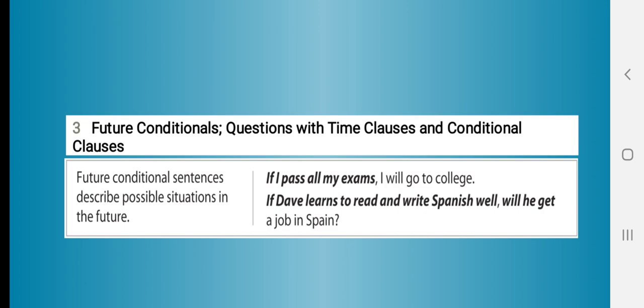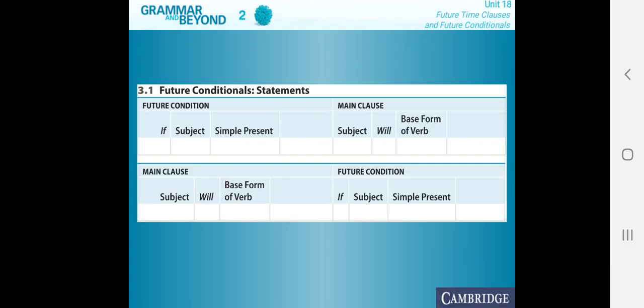Now, let's take a look at the grammatical structure. In the future conditional statements, we have two clauses again. The first clause is the future condition, and we have the main event as the main clause. Okay, let's take a look at the structure. If you notice, again, we have the word if. And later, we have a subject, a simple present verb, and a complement. If he passes his exams, he will go to college.